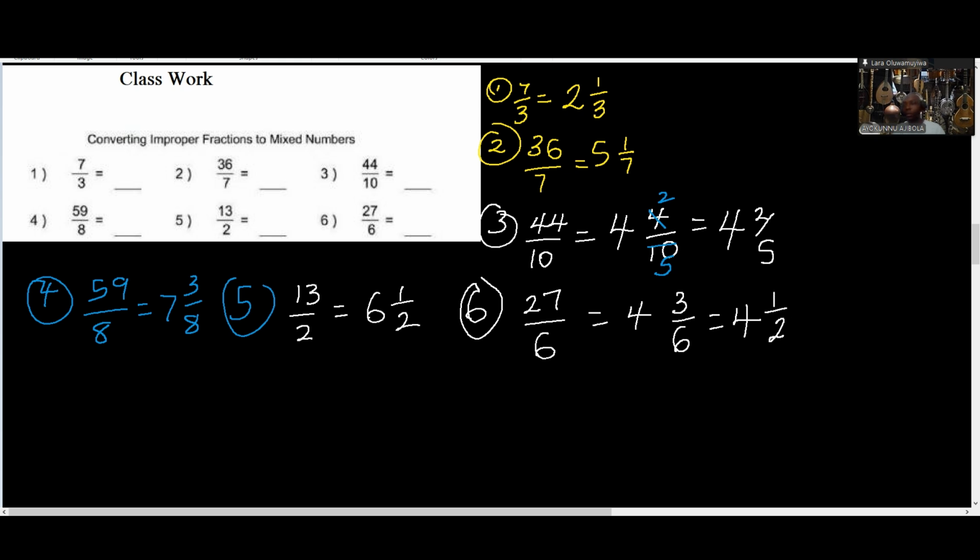4 remain 1 over 2. How did I get 1 over 2? From 3 over 6. 3 here, 1. 3 here, 2. Okay? Is that clear?